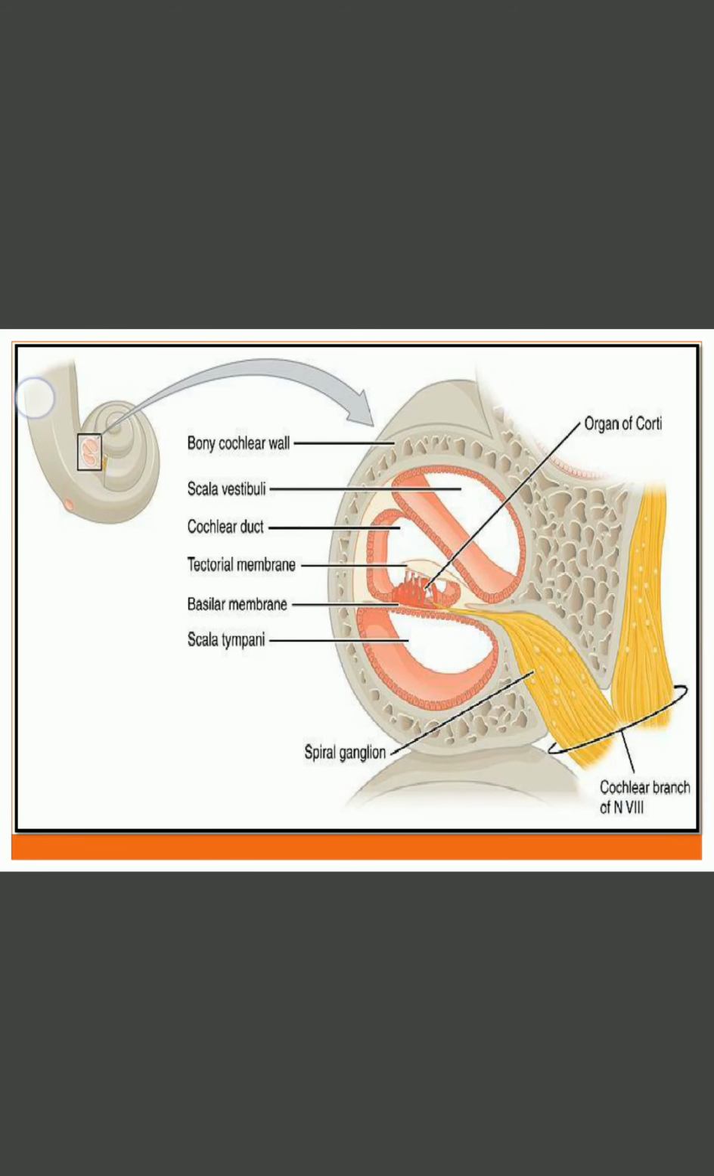Here you can see the spiral ganglion is located inside a spiral canal. This is the spiral ganglion, and it is placed inside the spiral canal, which is present within the modiolus.